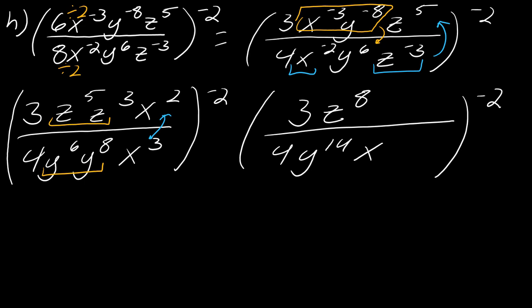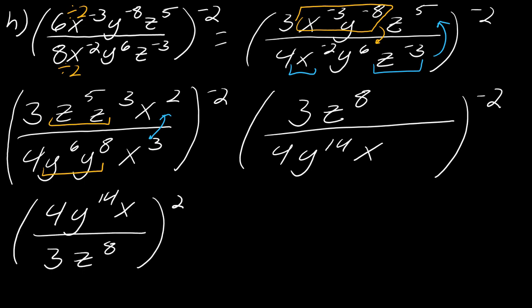So now I am going to deal with this negative exponent. So again, I don't like doing too much too fast, so I'm just going to take this y to the 14th, x over 3z to the 8th. So I just flip-flopped everything so that this, boom, is now positive. And now I'm going to square everything.